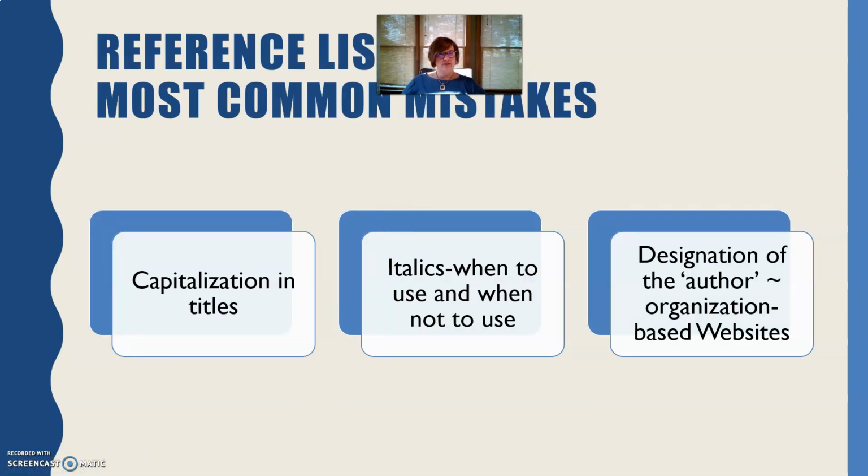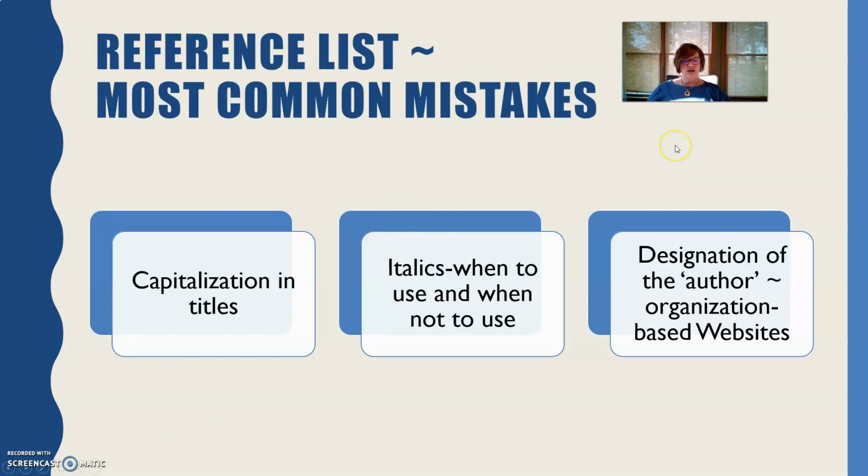And some of the most common mistakes that I see are capitalization in titles, and italics: when to use them and when not to use them. So pay attention to your references when you use italics. Back on the previous page, there are examples of where you put italics in the different reference lists, as well as a designation of an author when the organization is actually the author. So keep that in mind, that we can have organizations as authors, and you will be using that in this course especially, and very often it's the Centers for Disease Control and Prevention.